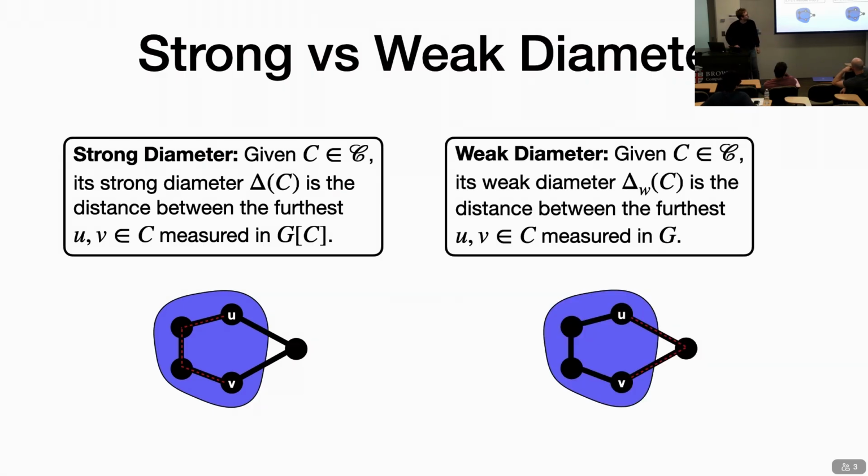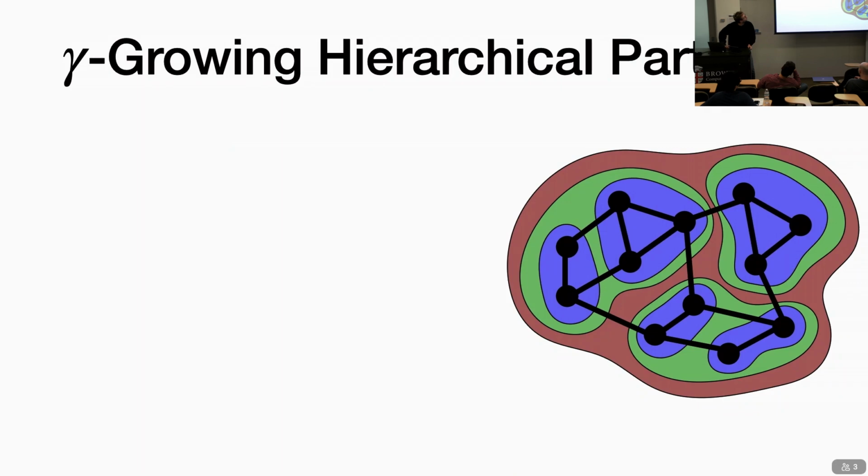The other notion is weak diameter, where you're allowed to leave the cluster. So in this same example, the weak diameter would be 2 because to get from U to V, you can actually travel outside the cluster. We're going to be mostly concerned with strong diameter, which makes things a little harder. So I just wanted to point that out. Okay, and so now that we know what a partition is, I'm going to tell you what a hierarchical partition is.